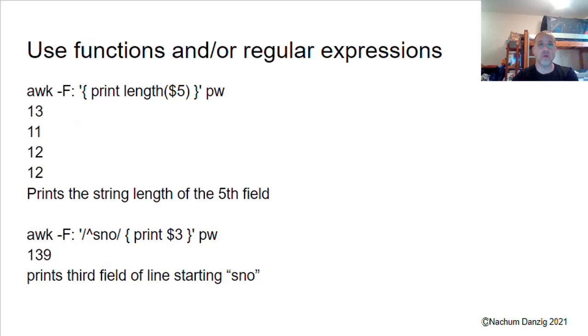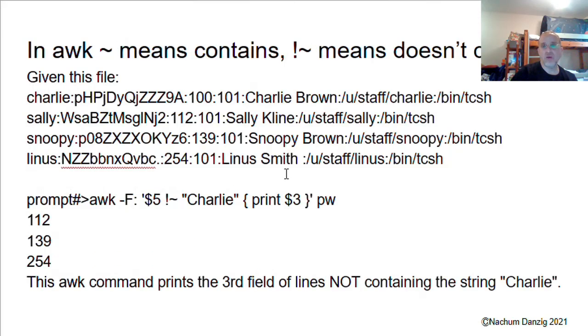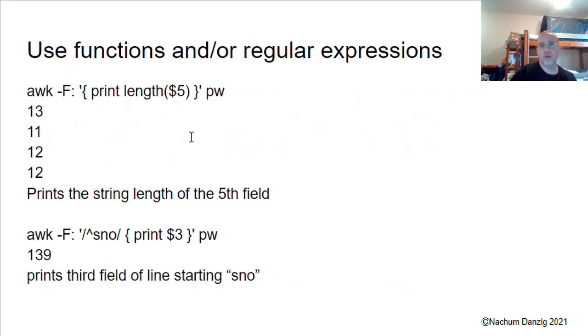Okay. Use functions and or regular expressions. So I can say print. Now, print was actually kind of like a function. This is do something, print. But here, length is really a function because look, it has parentheses. It really looks like a C++ function. So it's like this. Go through the file where the field separator is the colon again and print the length of the fifth field. So the fifth field is the name, so that's like Charlie Brown. So Charlie Brown, I guess, is 13 letters, sorry, 13 letters. Print the length of it in letters of the file.